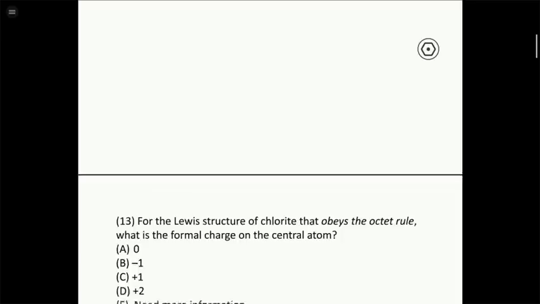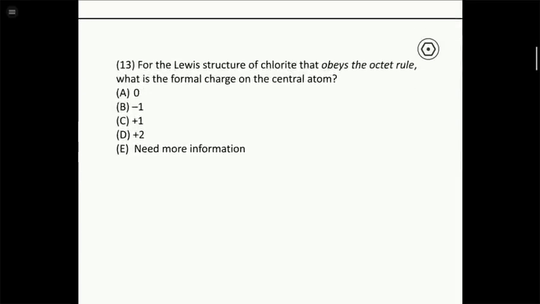Okay, so we're going to move on to start talking about the rest of these problems. We're going to go through about 11 today. All right, so the next one is about formal charges and Lewis structures.